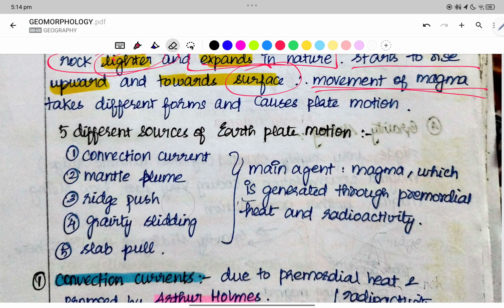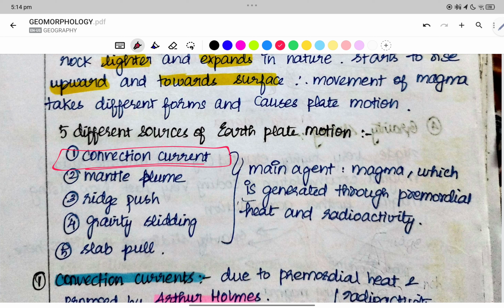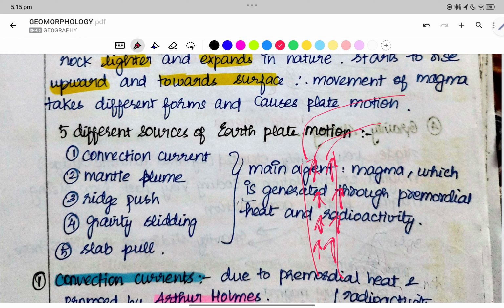These are the five major movements of the magma. The first is the convection current. A current will have a cycle. A magma plume is the continuous rise of the magma. It is just a continuous rise and does not have a cycle. Then ridge push. When there is a continuous rise of convection currents at the same point, from one point, it causes a magma plume outside.